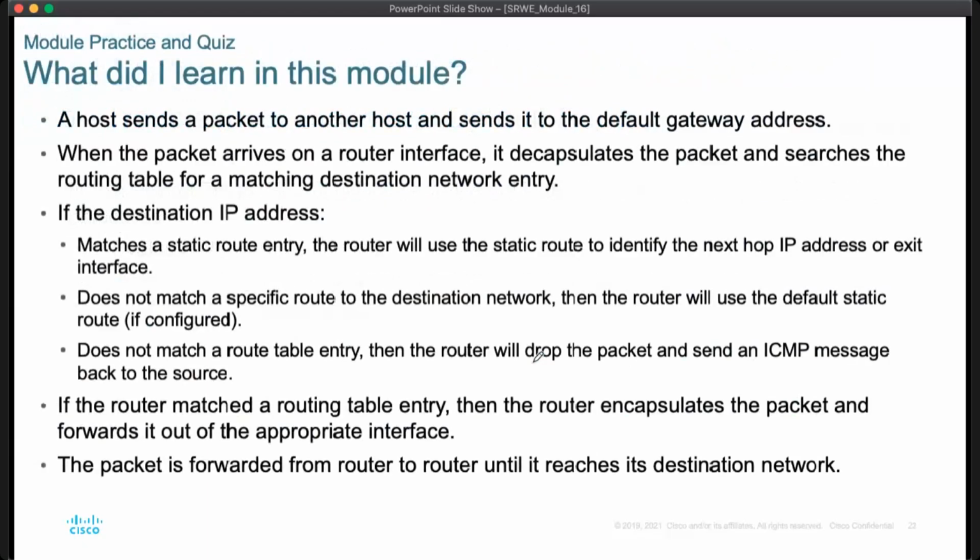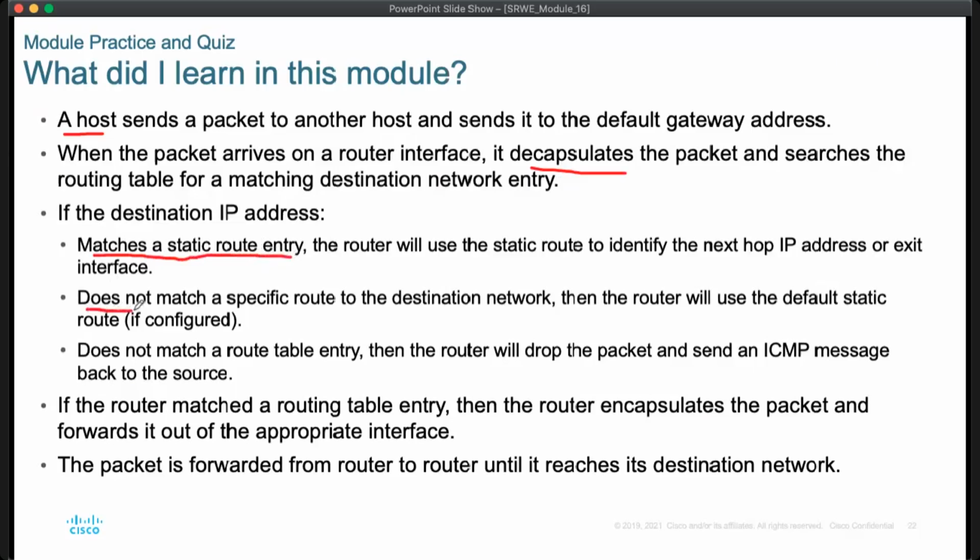Okay, what did I learn in this module? Basically, if you look properly at the statements written in this slide: first, a host sends a packet to another host by sending it to the default gateway. When the packet arrives on the router interface, it decapsulates the packet and searches the routing table for a matching destination network entry. If the destination IP address matches a static route entry, what happens? The router will use the static route to identify the next hop IP address or exit interface.